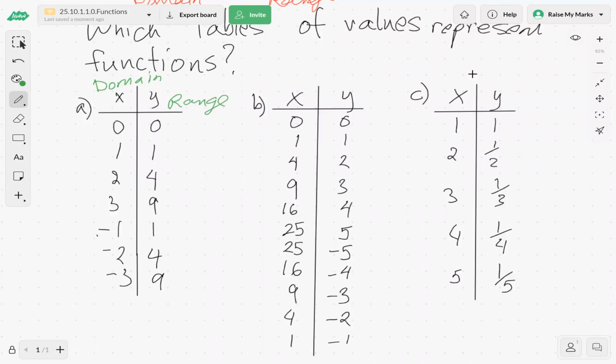We need to look at all the values in the domain, or the first column, and see what values they map to in the range, or the second column. So 0 maps to 0, 1 to 1, 2 to 4, 3 to 9, -1 to 1, -2 to 4, and -3 to 9. So this is a function because there is no value in the domain that maps to two distinct values in the range. So yes, a function.